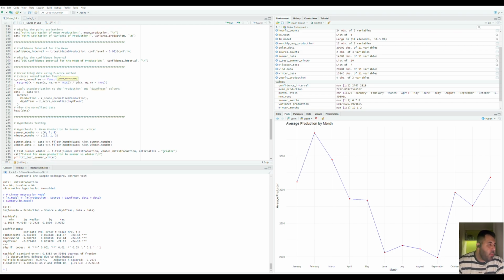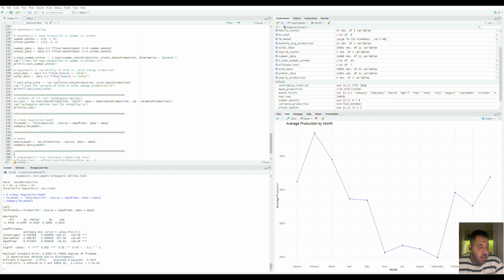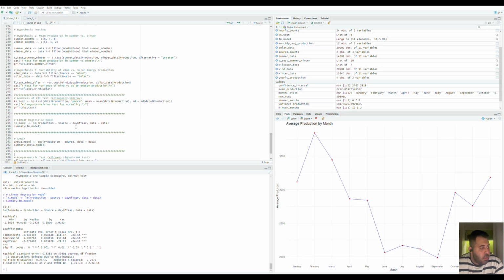I will be explaining the hypothesis testing, goodness of fit test, linear regression model, and ANOVA, and lastly the non-parametric test. Okay, let's start off with the hypothesis testing.